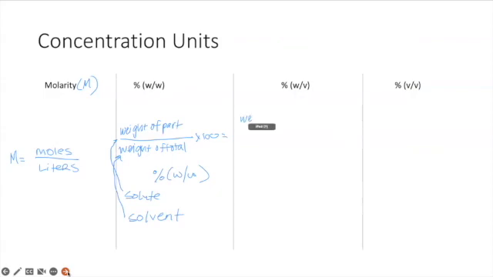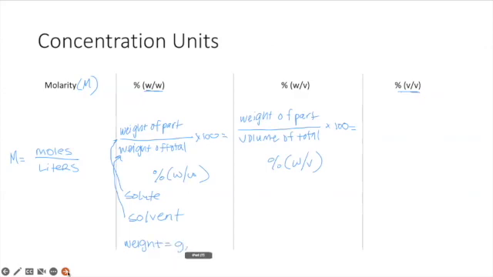So we have weight of the part over volume of the total times 100. And that's going to get us our percent weight volume. It doesn't matter if you weigh your substance in grams, milligrams, or kilograms, as long as you have the same unit on top as on the bottom.